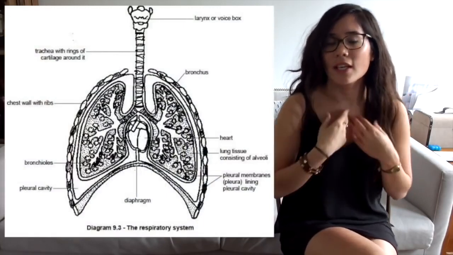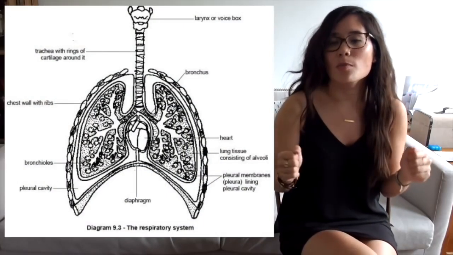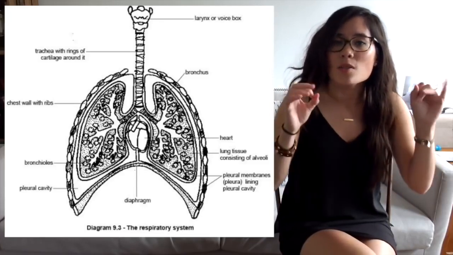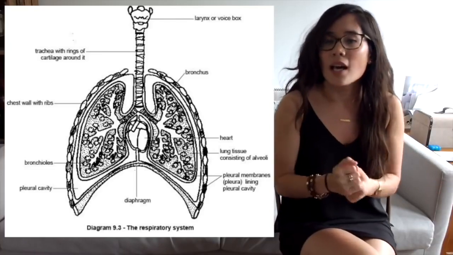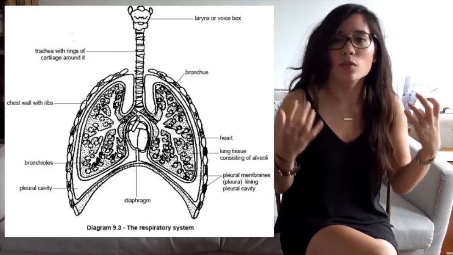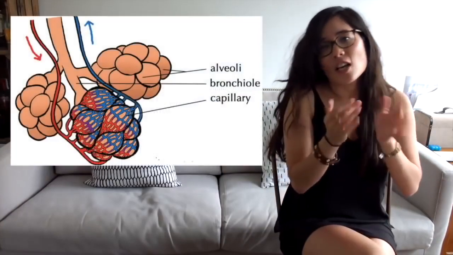Our nose and our mouths are connected to our windpipe, which we call the trachea, and then that splits off into two branches called bronchi. Then those branches become even more split and even smaller, and we call those the bronchioles. And lastly, we end in air sacs, which we call alveoli, and that's where gas exchange actually takes place.